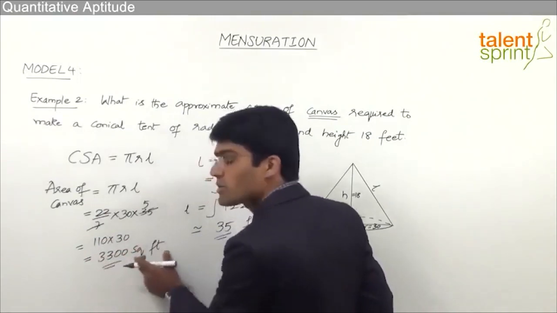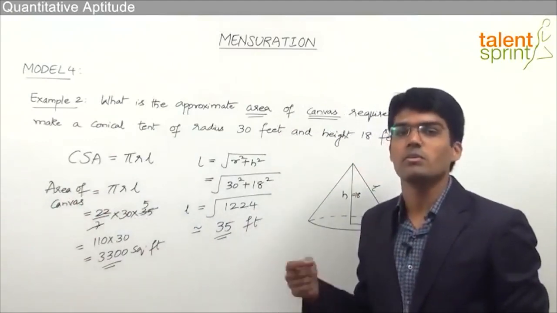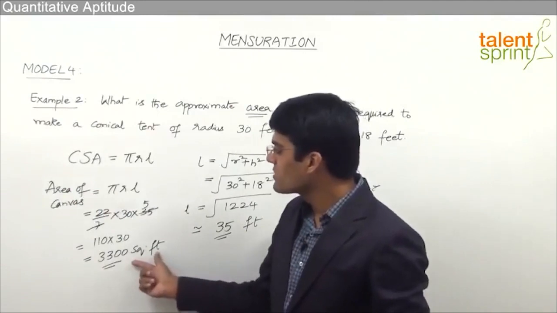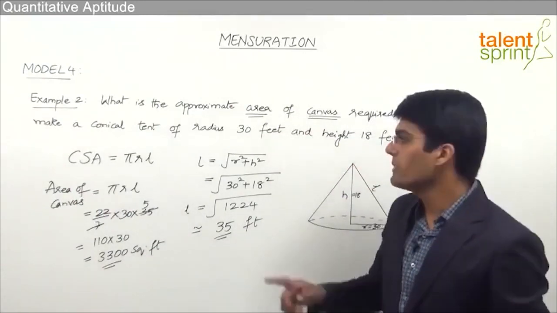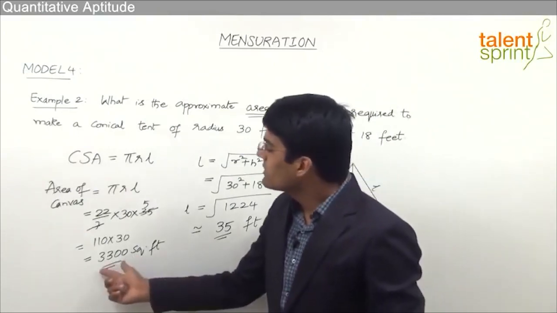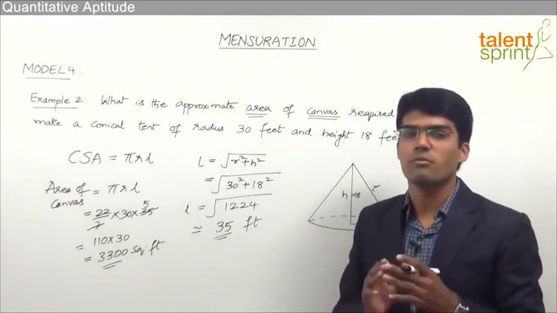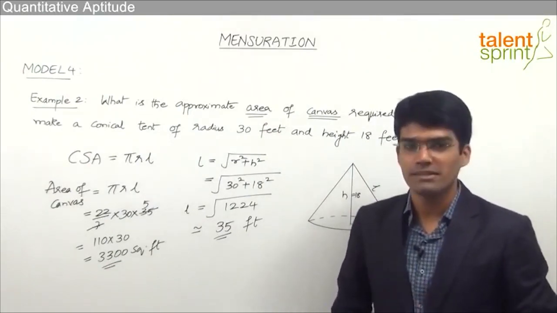Why are we taking the units as square feet? Because this is area. Area is always measured in terms of square units. And because the unit of length here is given as feet, answer should be taken in terms of square feet. So we can say that the total area of the cloth required to make such a conical tent will be 3300 square feet. So this is how we need to identify which formula is to be applied, and then simply by substituting the given values we can find out the required answer.